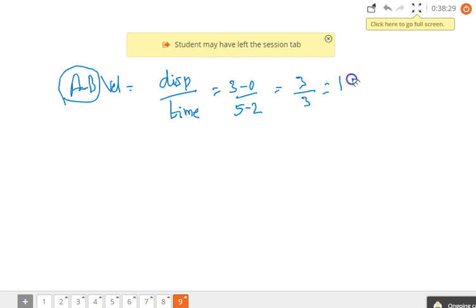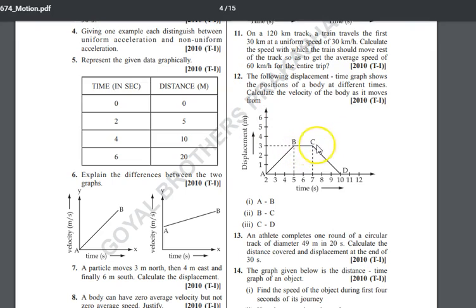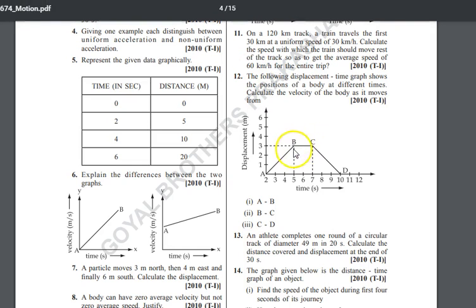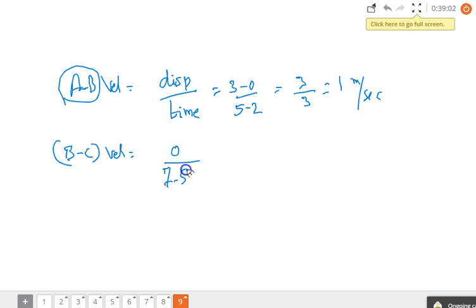This is the graph we have to follow. Next one is BC. BC velocity we have to calculate. What is the displacement? 0, because there is a rest position. Rest position distance is 0. Then the time is 7 minus 5, which is 2, which means 0 by 2, which means 0 meters per second.